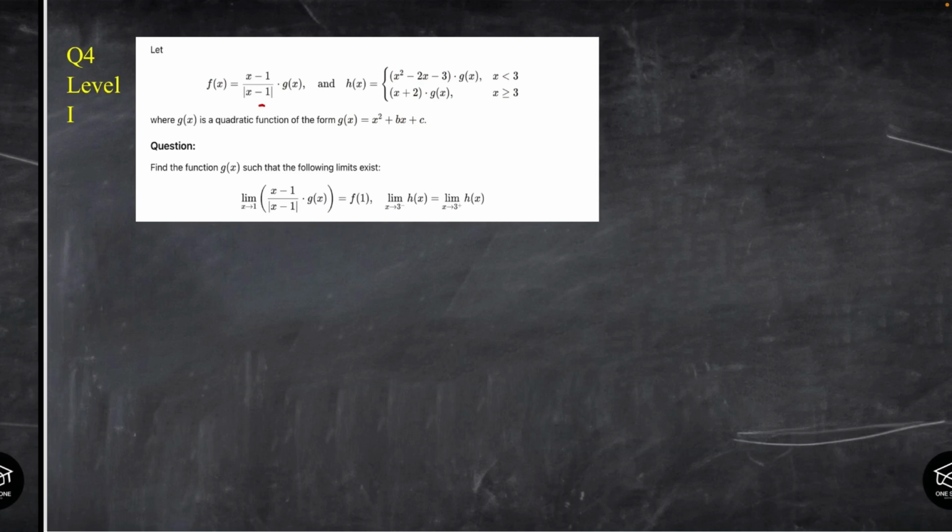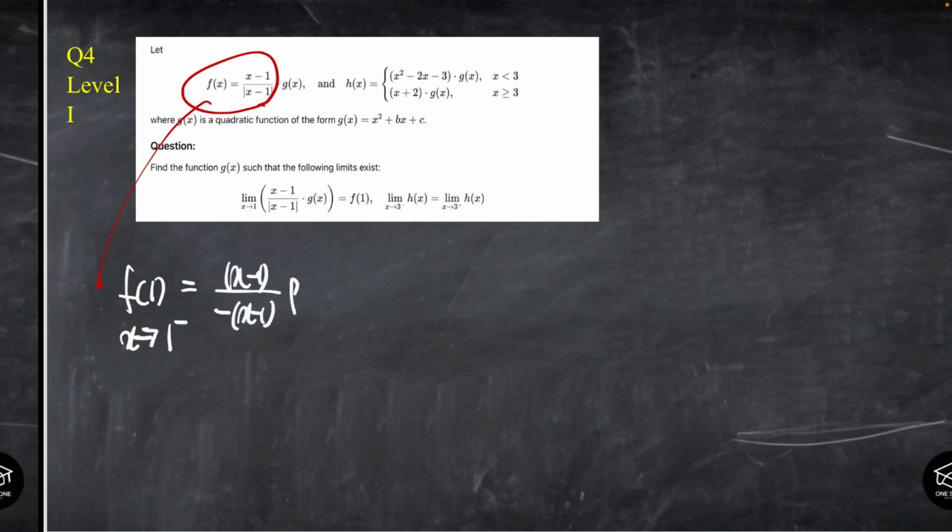Now, the expression x minus 1 over the absolute value of x minus 1 is undefined at x equals 1, but we're multiplying it by g of x, so the whole expression might still be continuous. As x approaches 1 from the left, that fraction becomes negative 1. As x approaches 1 from the right, it becomes positive 1.